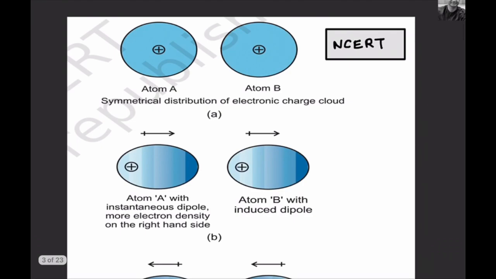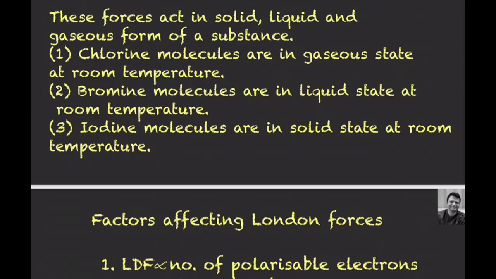In our NCERT they have mentioned that when atom A and atom B are far apart, there is a symmetrical distribution of the electronic charge cloud. But when they come nearer to each other, there is a development of instantaneous dipoles or induced dipoles between A and B atoms, and because of that there are interactive forces. When the molecules are coming nearer, initially these attractive forces will dominate, and a time will come when repulsive forces will dominate. These forces act in solid, liquid and gaseous forms of the substance.